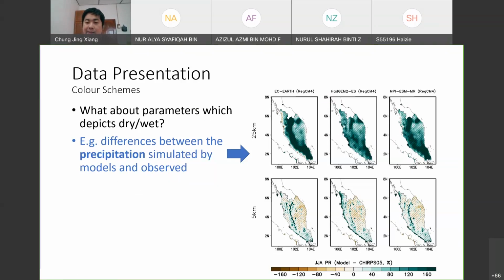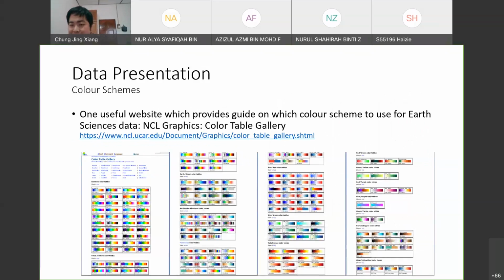In case you are not very artistic, not very sensitive to color, there is one very, very good website that will give you suggestions on what color to use. This is the website NCL color. You can just search in Google for NCL color table. It will give you different color schemes, like what situation to use.